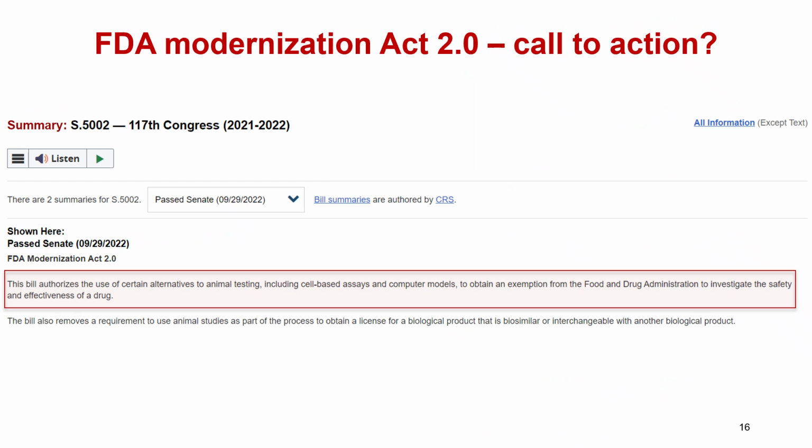Recently, the FDA Modernization Act was also passed by the Senate. This bill authorizes the use of certain alternatives to animal testing, including cell-based assays and computer modeling, for example, PBPK modeling, to obtain exemption from the FDA to investigate the safety and effectiveness of a drug. So again, this calls for action, and the use of PBPK modeling and QSP modeling is definitely encouraged by the regulatory agencies to support drug efficacy as well as safety.